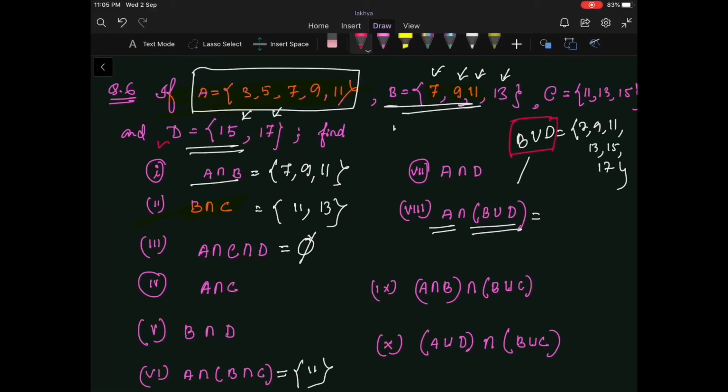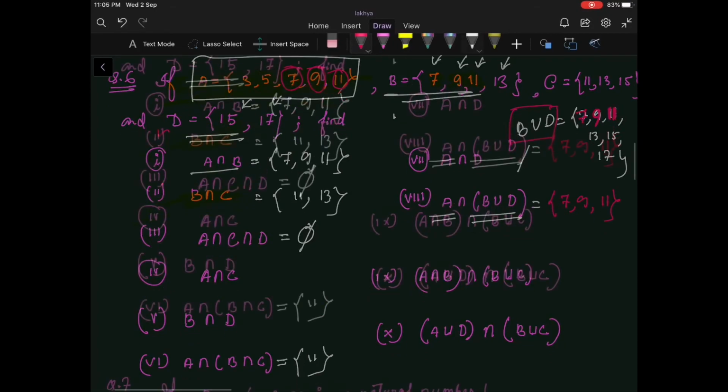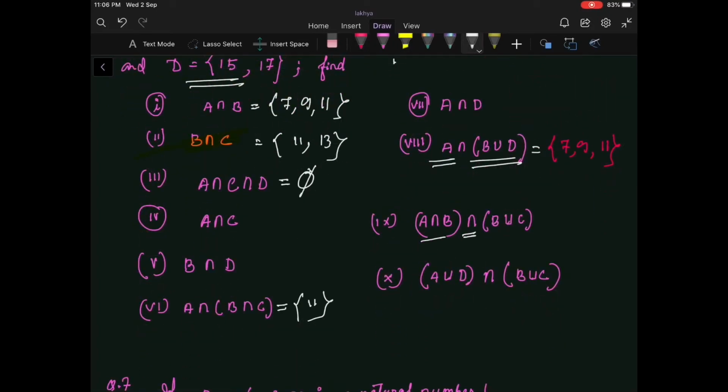Okay, so what are the common elements? Here you see it contains 7, and this also contains 7, and B union D contains 9. So set A also contains 9, it contains 11. Okay, it contains 11, and set A also contains 11. So that's why our result is 7, 9, 11. Now we are going to find intersection of A intersection B and B union C.